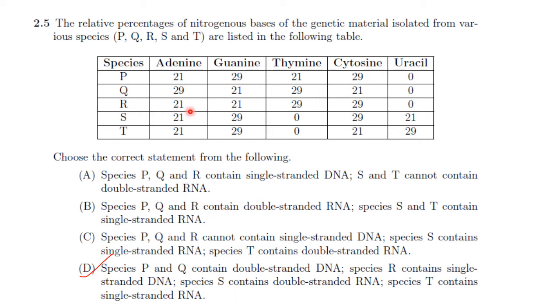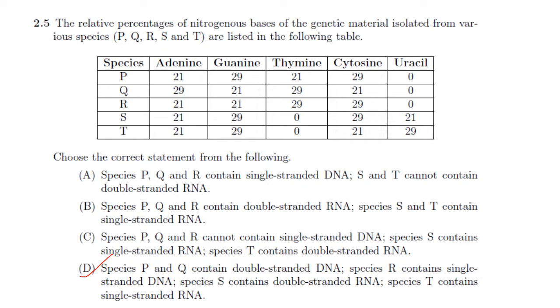Now coming to R, the percentage of adenine doesn't match with that of thymine, and similarly for guanine and cytosine also variation is there, but there are no uracils, so R must be single stranded DNA. So if we see here A, B, C: as per A, PQR contains single stranded DNA, no. PQR contain double stranded RNA, no. PQR cannot contain single stranded DNA, C is not right. So option D will be more correct. That is species P and Q contain double stranded DNA and species R contain single stranded DNA.